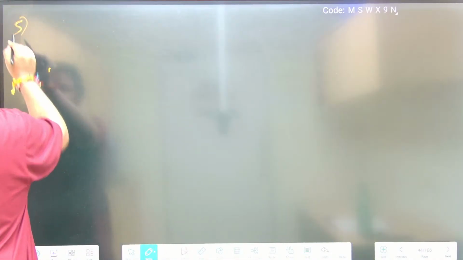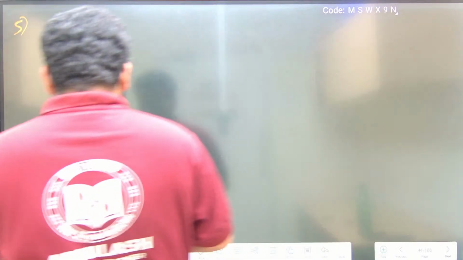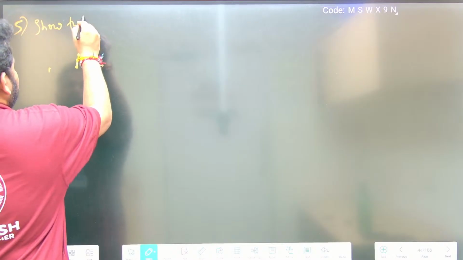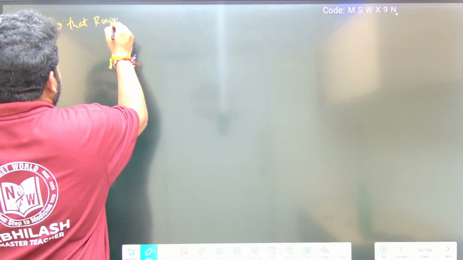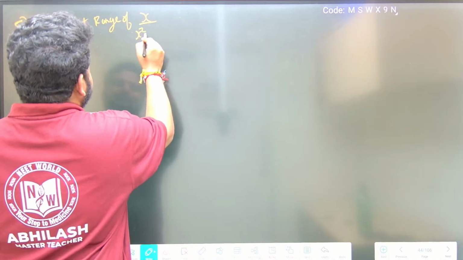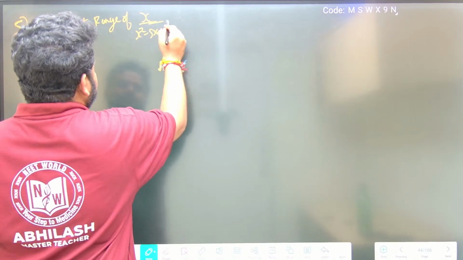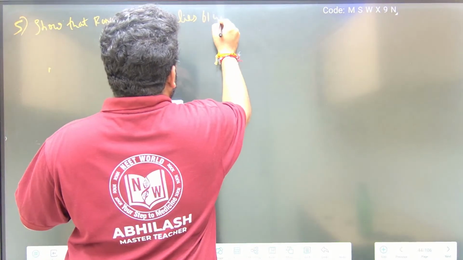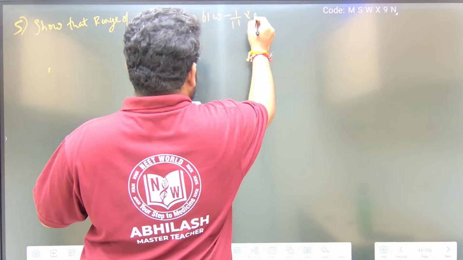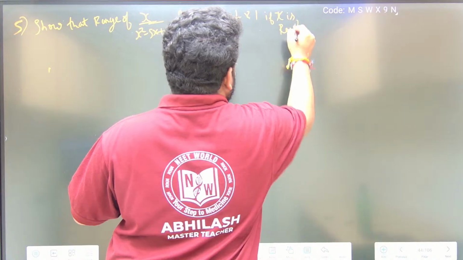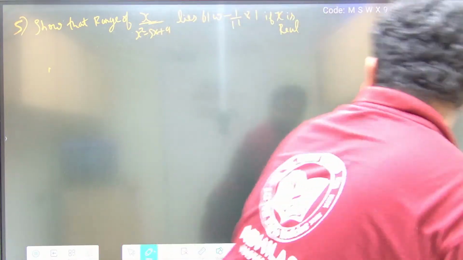Okay, question number 5. So they are asking, show that the range of x by x square minus 5x plus 9 lies between minus 1 by 11 and 1 if x is real. This is what they are asking. Friends, so very important question.